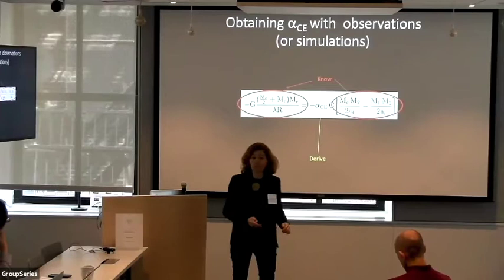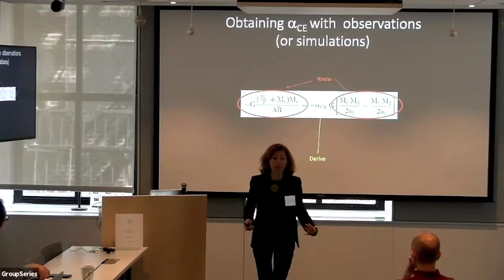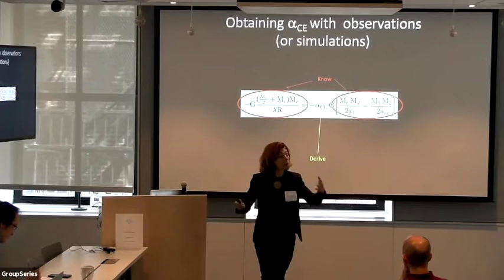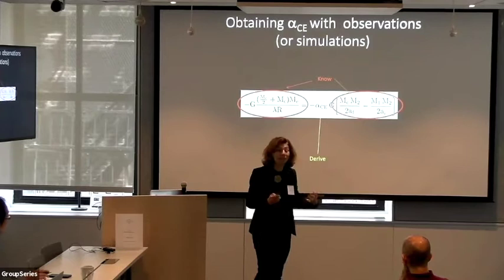Now, you can argue that this equation is not what we want to have, and I will argue that it's not what we want to have. But I'm just using it here as a parameterization that we are using today, and the population synthesis codes are using to do a lot of stuff. And so either we give them a good alpha that works, or we give them a new equation that works.